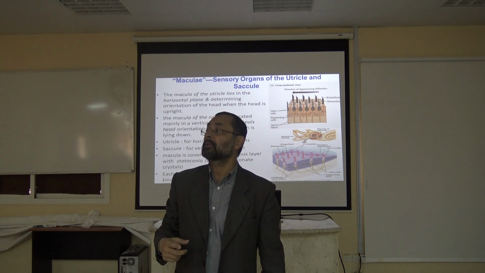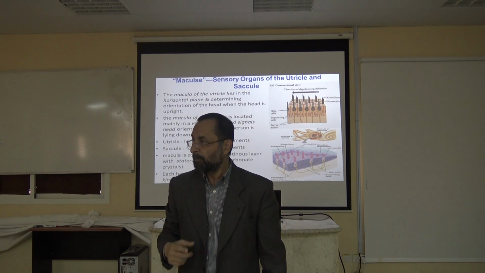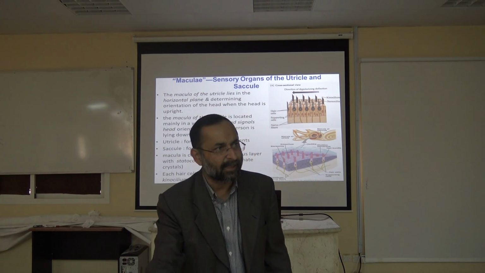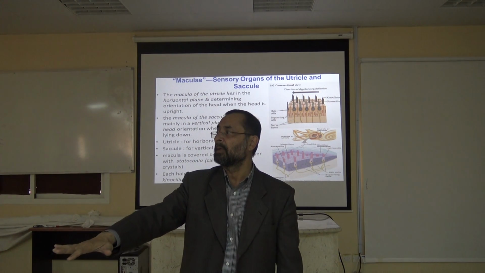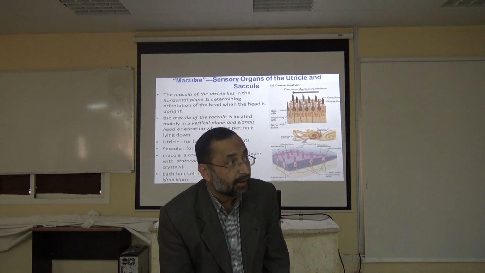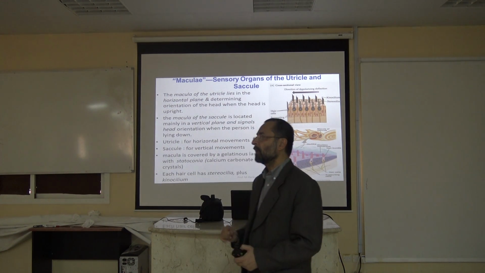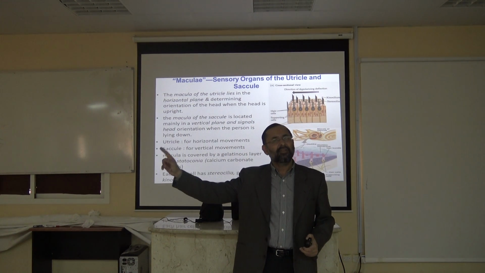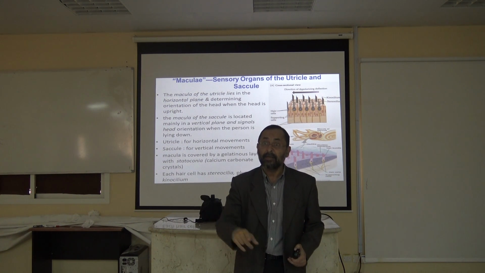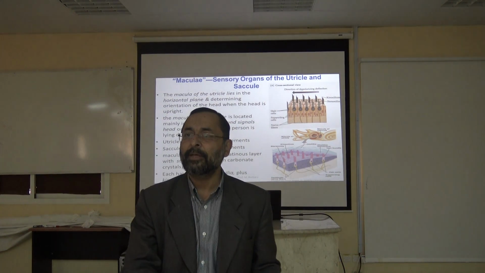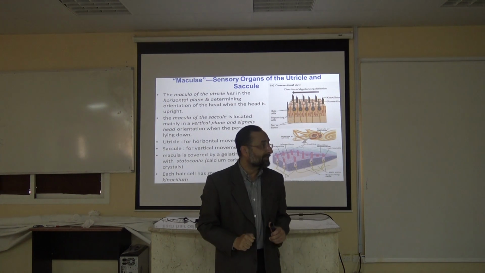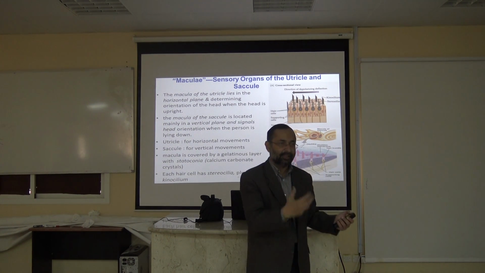And that sense organ is called macula. What do you call it? Macula. Macula means a dot-like or small area. So on the floor of the utricle, there is a special sense organ, and that is known as the macula. For the semicircular canals, the name was different. It was crista ampullaris. Here you will call it macula. One macula is present in the utricle, and one macula is present in the saccule, because there are two special areas.